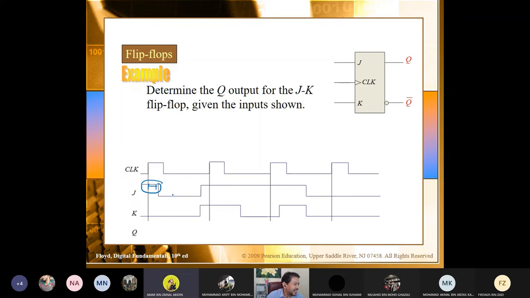High. So okay, this is high. For J, remember this is for set, right? K is what we use for reset, right? So this is the condition when we want to set. Whenever J is high, that is actually the condition where it will set. Set when J is high and K is low. So remember, look at the truth table from earlier.